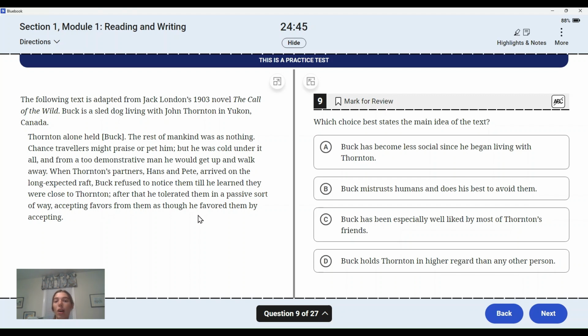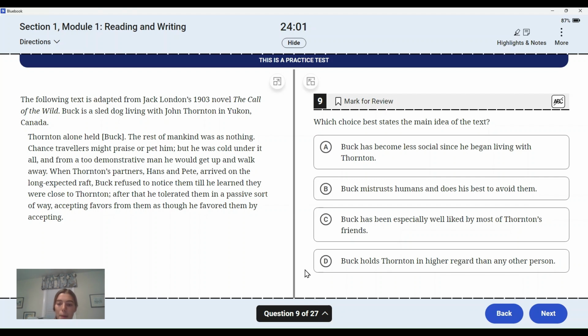So let's see if there are any answers that seem to represent the idea. Buck has become less social since he began living with Thornton. Well, that can't be the case because it doesn't talk about what his life was like before Thornton. Then it says Buck mistrusts humans and does his best to avoid them. Well, we know that's not the case because he trusts Thornton. Buck has been especially well liked by most of Thornton's friends. That doesn't necessarily seem to be indicated. It doesn't talk about how well the other people liked him. It says they praised him and such, but not that they absolutely loved him. And it doesn't say what Hans and Pete thought of him.